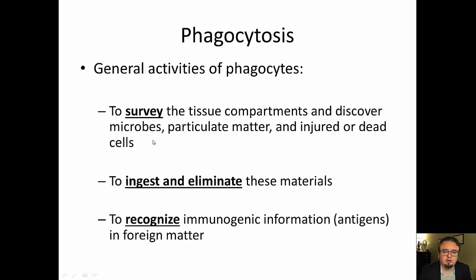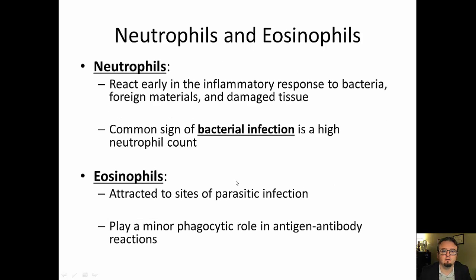So once they recognize a microbe as being foreign, then they will, and that actually gets into the recognition here. So really surveying, to clarify, involves kind of migrating throughout the tissue. Recognizing involves the self versus non-self determination. And then finally, the actual act of phagocytizing, which is ingestion and elimination of that particular microbe or particulate matter.